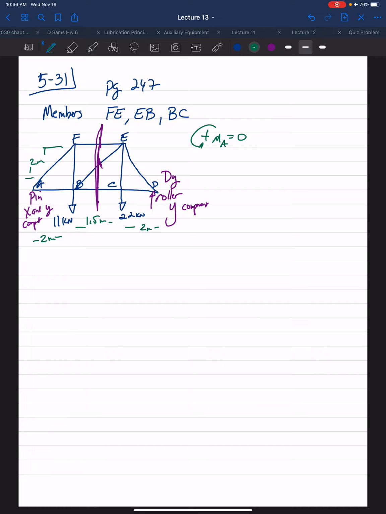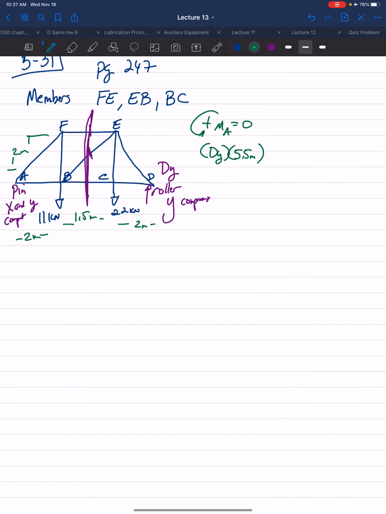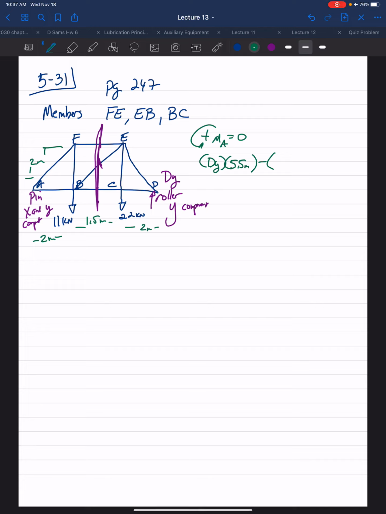Okay. So with that being said, we have dy times the perpendicular distance of 5.5 meters, minus your 11 kilonewtons times your 2 meters, minus your 22 kilonewtons times your 3.5 meters. So that equals 0. Solve for your dy. You get dy is 18 kilonewtons.